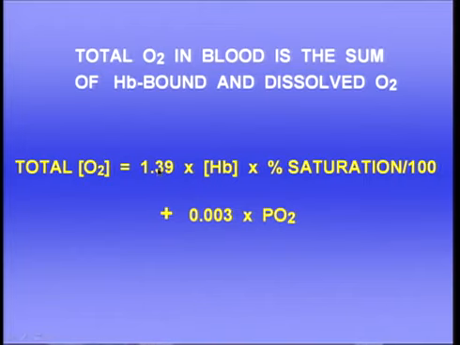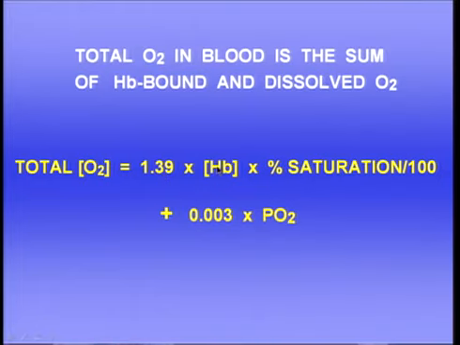Incidentally, sometimes you'll see this number given as 1.36, particularly in the older literature. The reason is that when people tried to measure it, there was always a little bit of hemoglobin that was spoiled. It was methemoglobin or something like this, and it wasn't combined with oxygen. But when we know the molecular weight of hemoglobin, as we do now, we know that the true value is 1.39 mils of oxygen per gram of hemoglobin.